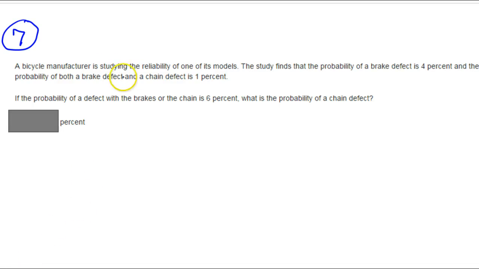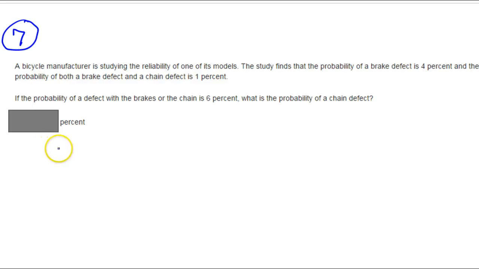A bicycle manufacturer is studying the reliability of one of its models. The study finds that the probability of a brake defect is 4%, and the probability of both a brake defect and a chain defect is 1%. If the probability of a defect with the brakes or the chain is 6%, what is the probability of a chain defect? Okay, well here's what they're getting at.